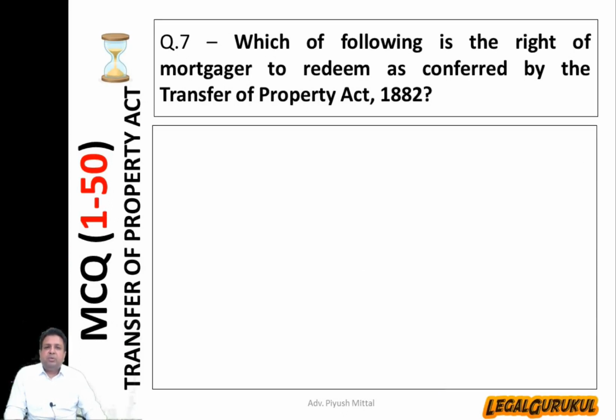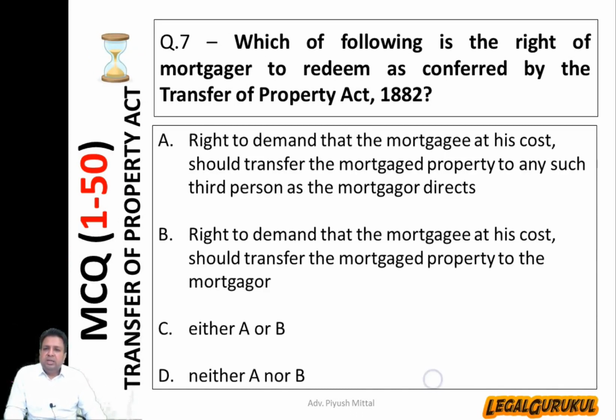Question number 7. Which of the following is the right of mortgagor to redeem as conferred by the Transfer of Property Act 1882? Option A, right to demand that the mortgagee at his cost should transfer the mortgaged property to any such third person as the mortgagor directs. Option B, right to demand that the mortgagee at his cost should transfer the mortgaged property to the mortgagor. C, either A or B. D, neither A nor B. And the correct answer is D, neither A nor B.